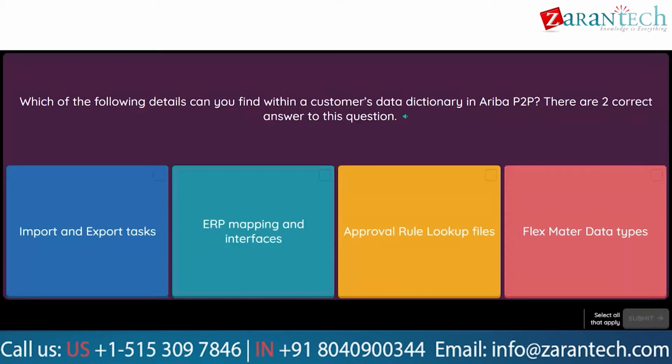Option 2, ERP mapping and interfaces. Option 3, approval rule lookup files. Option 4, flex modder data types.